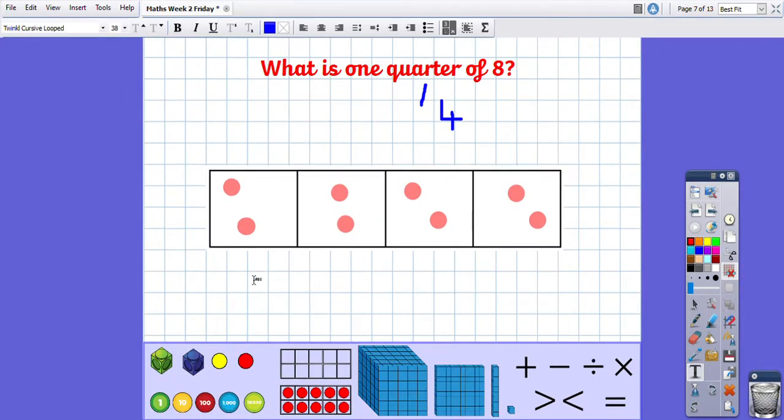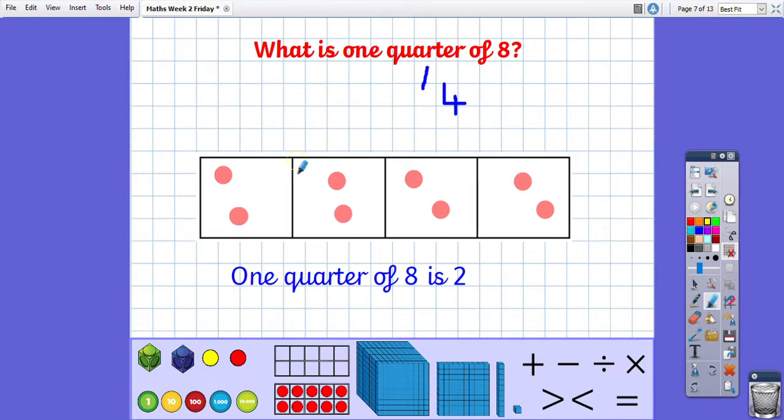So I know that 1/4 of 8 is 2, because one of these groups has got 2 in them. But they've all got 2 because they're equal, so it doesn't matter which one you choose to count.